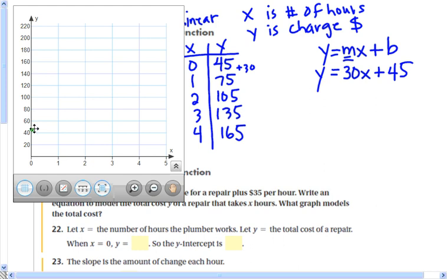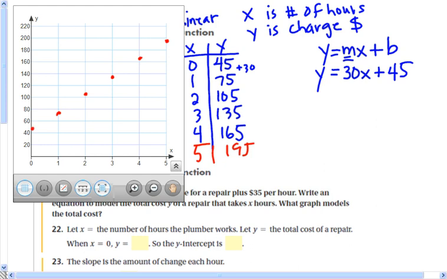And when x is 1, y is 75. When x is 2, y is 105. When x is 3, y is 135. When x is 4, y is 165. And if we did one more point, when x is 5, y would be 195. And then we could just draw a straight line through those.